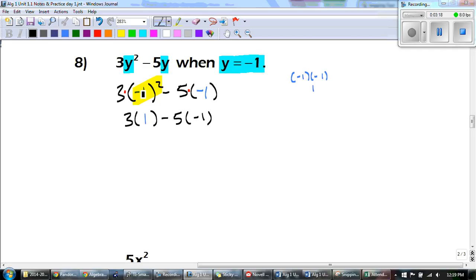3 times 1, hopefully you're not using a calculator, is 3. Now, back here we have that's a -5, guys. -5 times -1, well, negative times a negative makes that a positive, and that's going to be a +5. And 3 plus 5, the number that's going inside the box is 8.